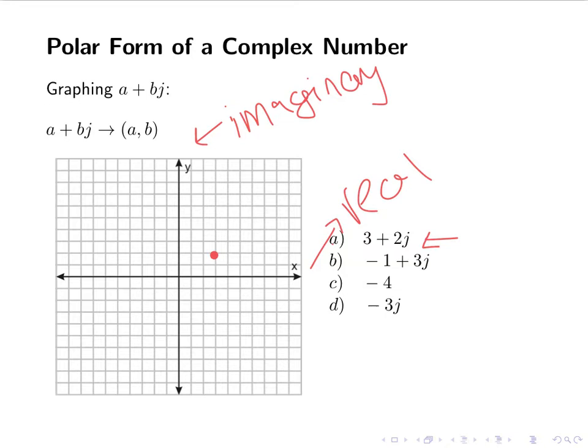For B, I'm going to do it in blue. -1 in the reals and 3 in the imaginary. So I'm going to go to the left 1 and up 3. And then for -4, that is a real number, so there's nothing on the imaginary axis, so there's no up or down, and it's just 4 to the left.